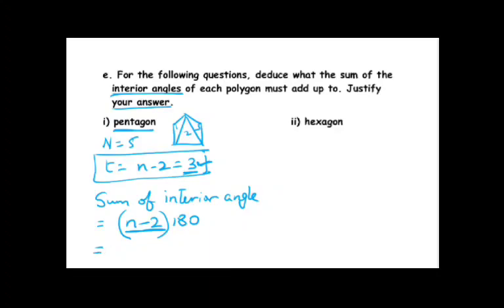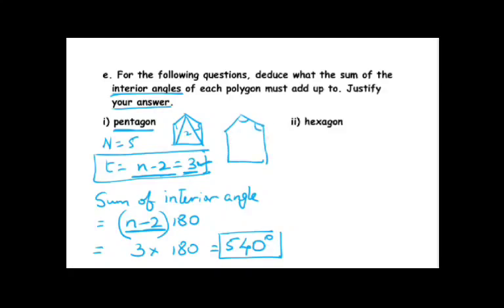So n minus 2, we've calculated is 3. We've just done the calculation on top. Into 180. So the sum of interior angles is 3 into 180. 3 zeros are 0, 3 8s are 24, 3 1s are 3, 4, 5, 540 degrees. It simply means if this is a pentagon, this angle plus this angle plus this angle plus this angle and this angle, all the angles, if you add them up, it comes up to 540 degrees.